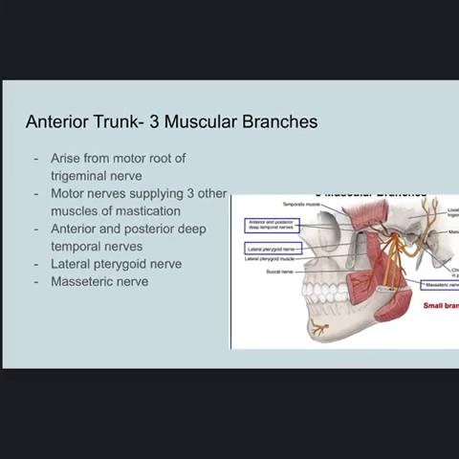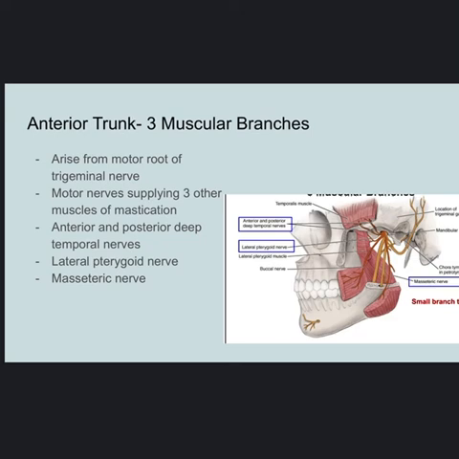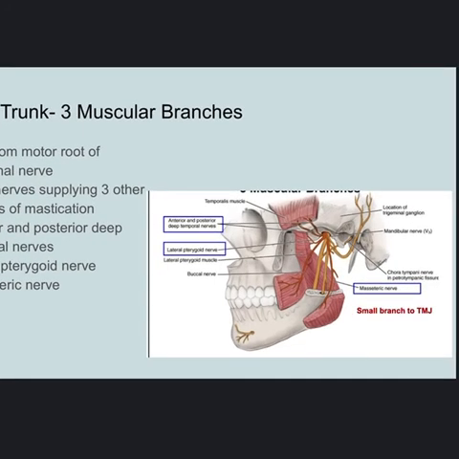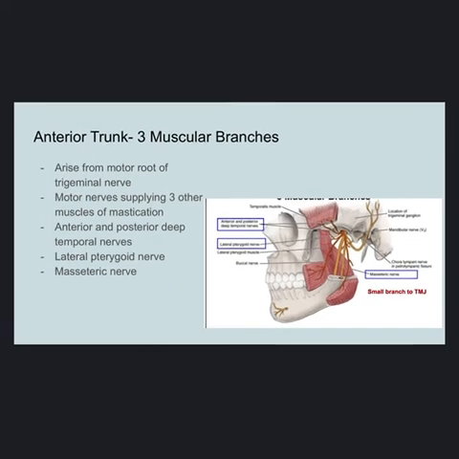All right, and the anterior trunk has the three muscular branches. These arise from the motor root of the trigeminal nerve. The motor nerves supplying the three other muscles of mastication are the anterior and posterior deep temporal nerves, the lateral pterygoid nerve, and the masseteric nerve. I'm not sure if she'll ask about this because even if you read in the book, it doesn't go into much detail about the specific muscular branches. It just says three muscular branches.